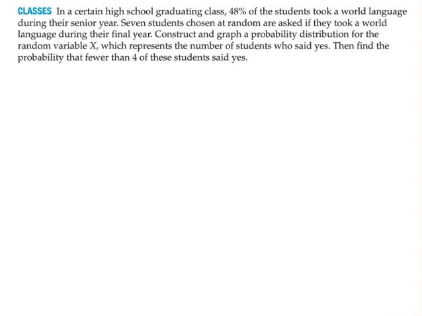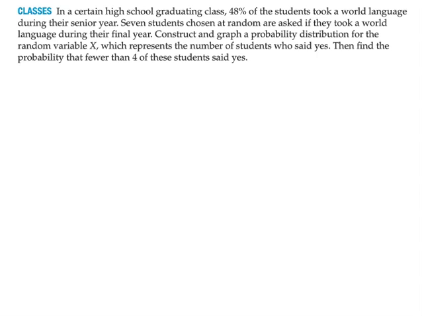In a certain high school graduating class, 48% of the students took a world language during their senior year. 7 students chosen at random are asked if they took a world language during their final year. Construct and graph a probability distribution for the random variable x, which represents the number of students who said yes. Then find the probability that fewer than 4 of these students said yes.